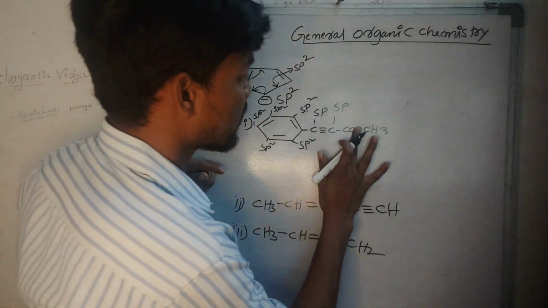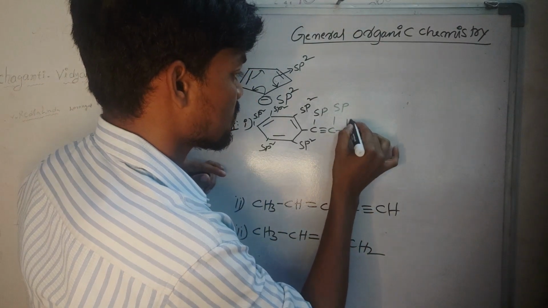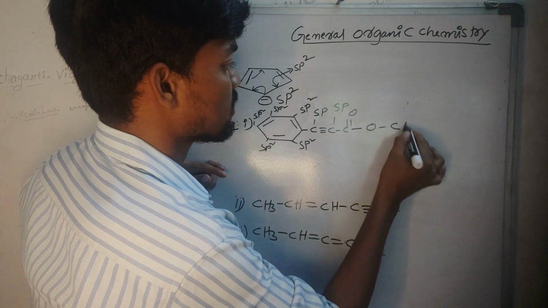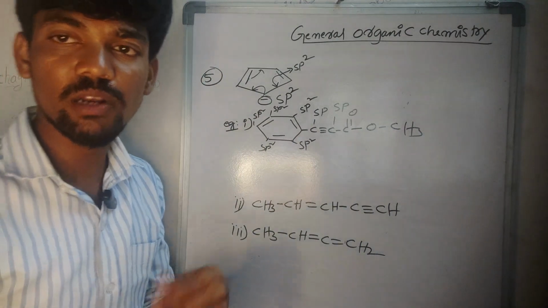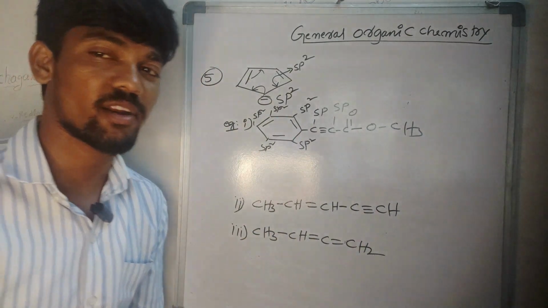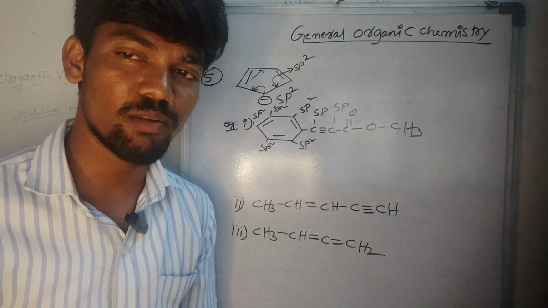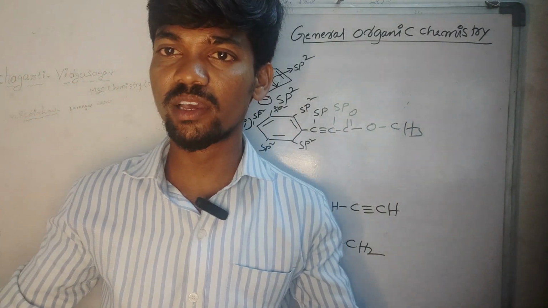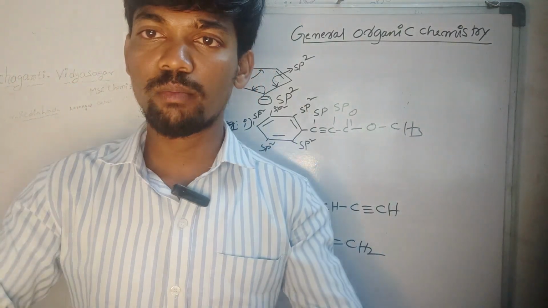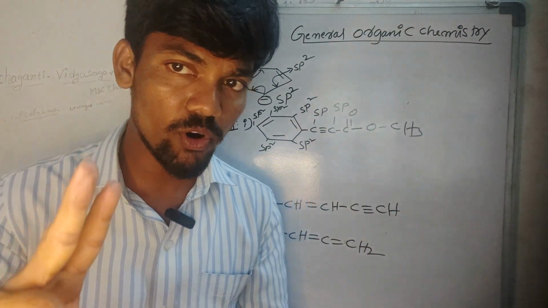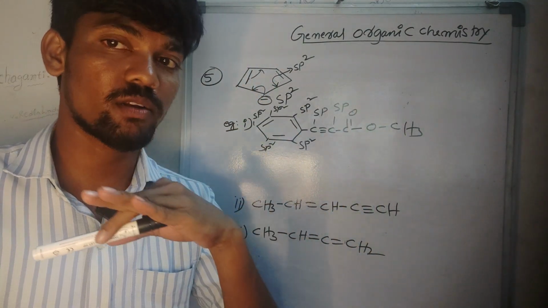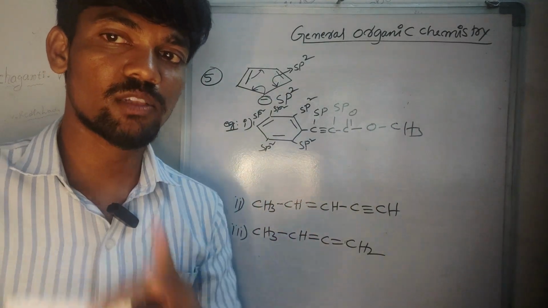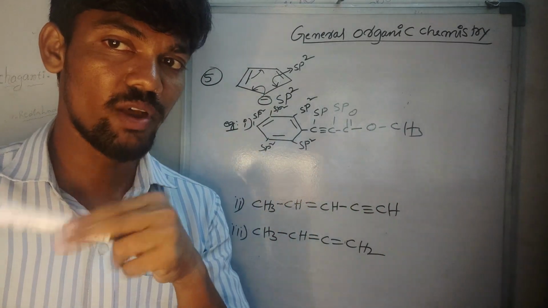Here, what happens? We can write it like this also: C double bond O, CH3. So what happens here? This is sp2. If any carbon is attached to 1 pi bond, that means a double bond is there, it will undergo sp2 hybridization. If it is attached with 2 pi bonds, it will undergo sp hybridization.